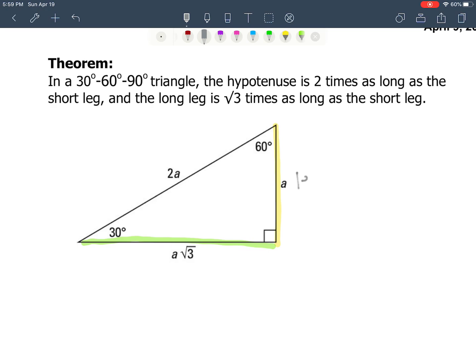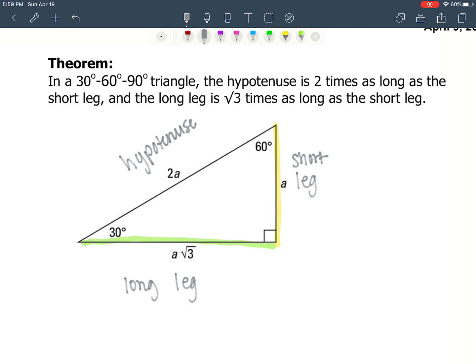So we've got 2 legs here. We've got the leg across from the 30-degree angle, and we've got the leg across from the 60-degree angle. The side that's across from the 90-degree angle is called the hypotenuse. So we've got that hypotenuse. Now, across from the 30-degree angle is the short leg. And across from the 60-degree angle is the long leg. So we've got a short leg and a long leg and a hypotenuse.